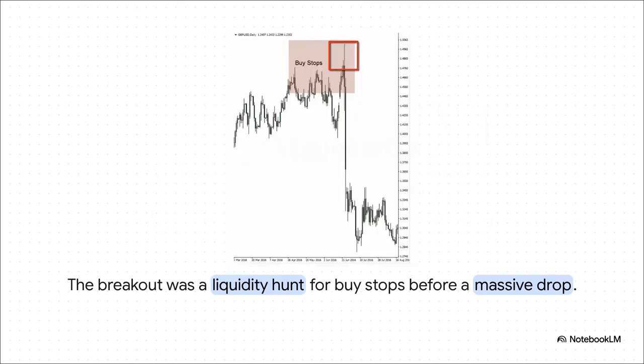That move higher, it was a calculated hunt for buy stops resting just above that old high. ICT has a great name for this, turtle soup. It's a false breakout engineered to trick retail buyers and to trigger the stops of anyone who was short. As soon as that liquidity was grabbed, smart money, who had been distributing their long positions into this rally, pulled the rug. And the result was an absolutely catastrophic drop in price.